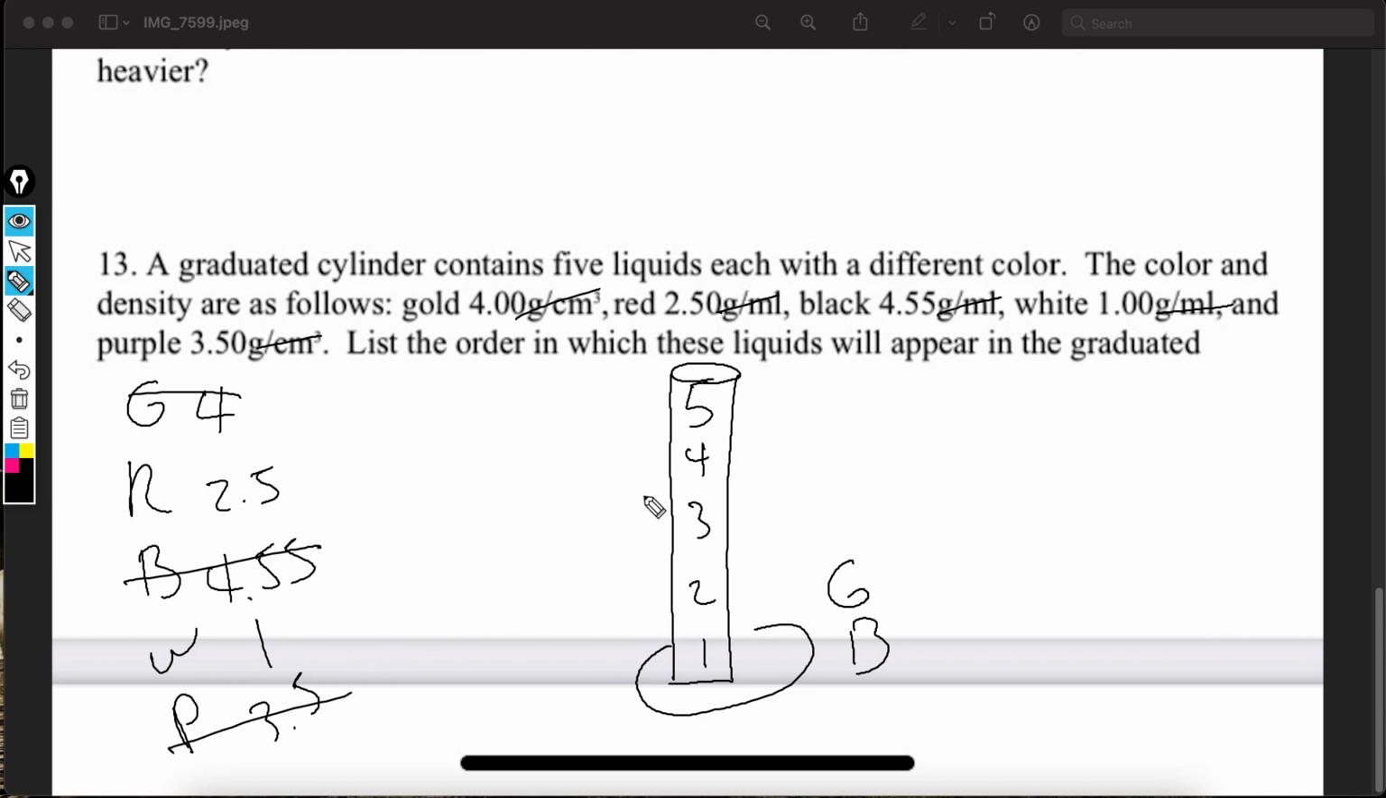Next biggest one, we got purple. Next biggest one would be red at 2.5. And then white. Yeah, white would be on top, and black is on the bottom. Dang, even science is racist. So let me explain that really quick.